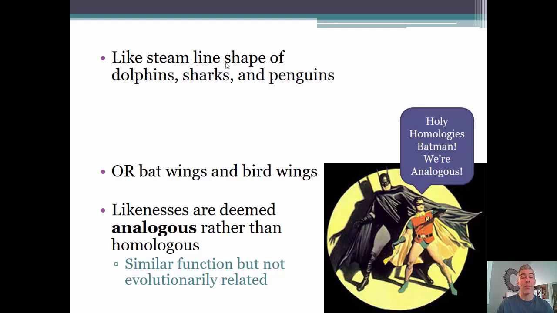These structures that develop through convergent evolution are called analogous structures, as opposed to homologous structures. Remember, homologous structures are structures that look different, but they share evolutionary history. Analogous structures are structures that look the same, have similar function, but they're not evolutionarily related, due to the environment kind of selecting for and pruning those particular structures.